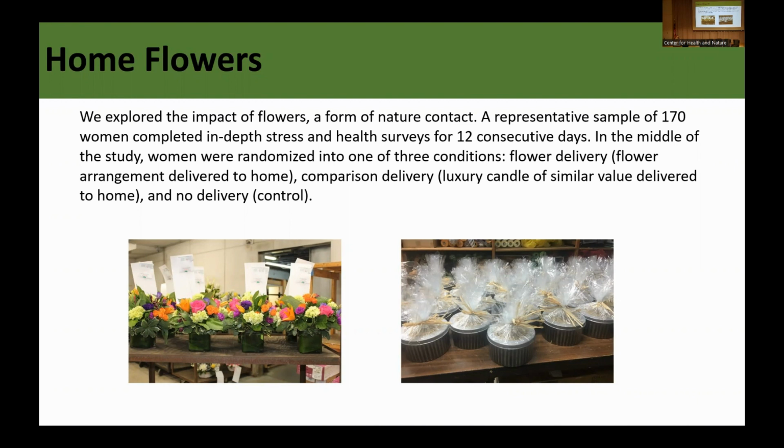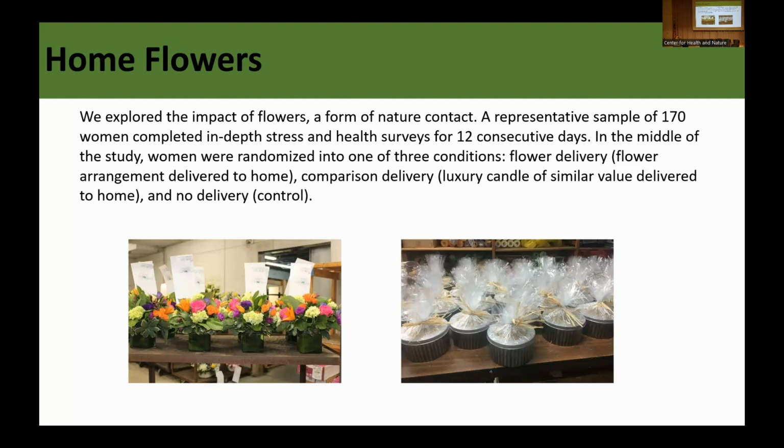We explored the impact of flowers on 170 women in Jacksonville. And what we told them was we're looking at stress and health among women. We didn't tell them anything about nature. So for 12 days, they received a battery of stress and mood and all sorts of questionnaires every day. In the middle of the study, we randomized the women into one of 3 conditions, again, unknown to them.